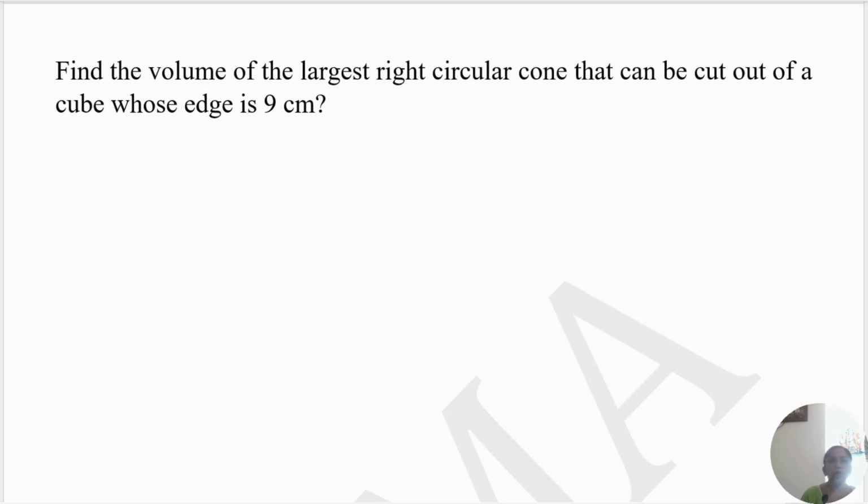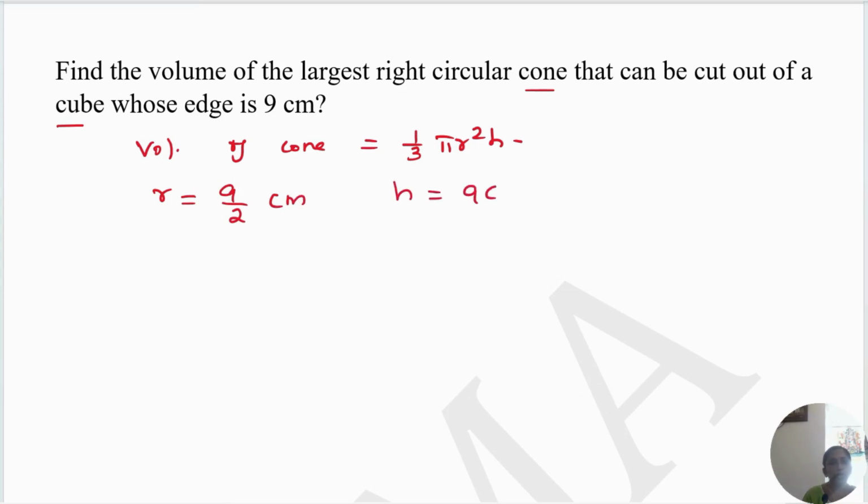Look at this problem. Find the volume of the largest right circular cone that can be cut out of a cube whose side is 9 centimeter. So volume of the cone formula is 1 by 3 pi r square h. And here the edge is nothing but the diameter of the base. So r value is equal to 9 by 2 centimeter and height is equal to 9 centimeter.